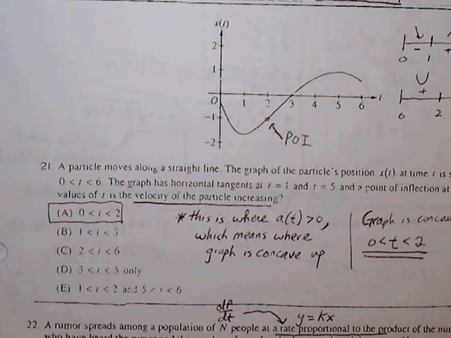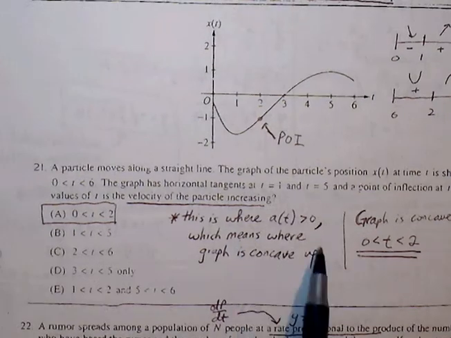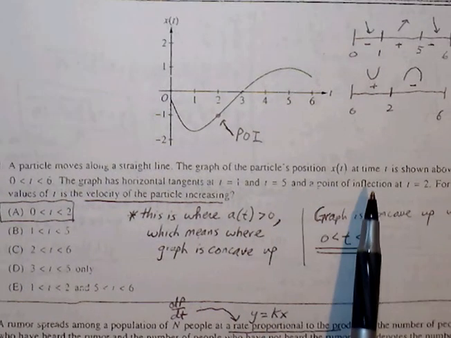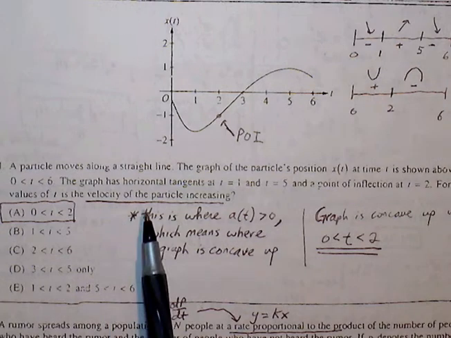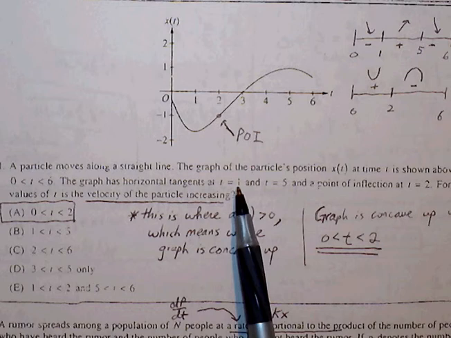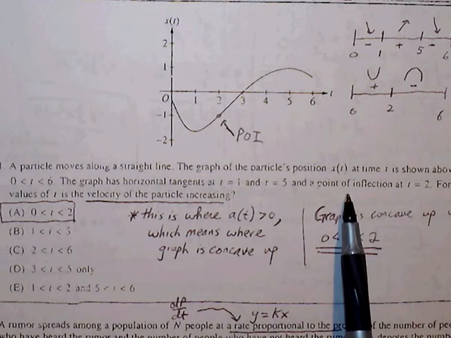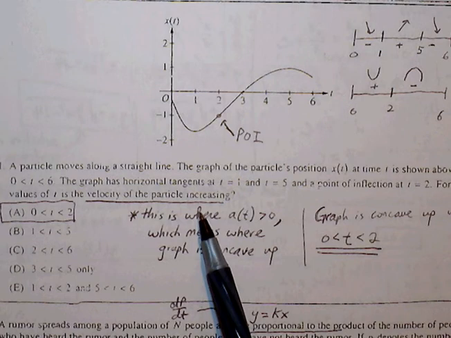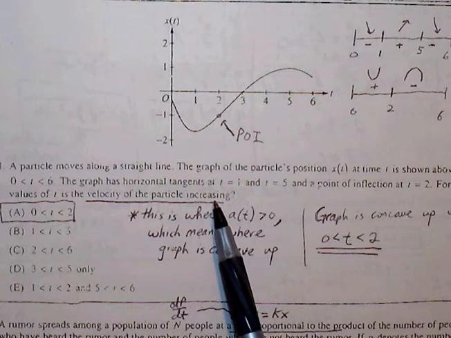Okay, number 21, a particle moves along a straight line. The graph of the particle's position, x of t, is shown. And the graph has a horizontal tangent at x equals 1 and x equals 5. Sorry, t equals 1 and t equals 5. Point of inflection at t equals 2. For what values of t is the velocity of the particle increasing?